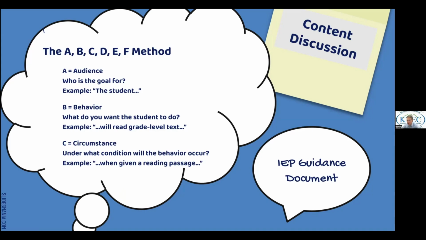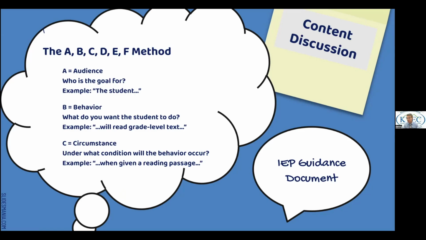So the A part is the student's name. It's simply who the goal is for, who we're writing it for. And then the B part is the behavior. That's going to be that measurable skill that we can see, that we can count, that we can hear, that we can time.